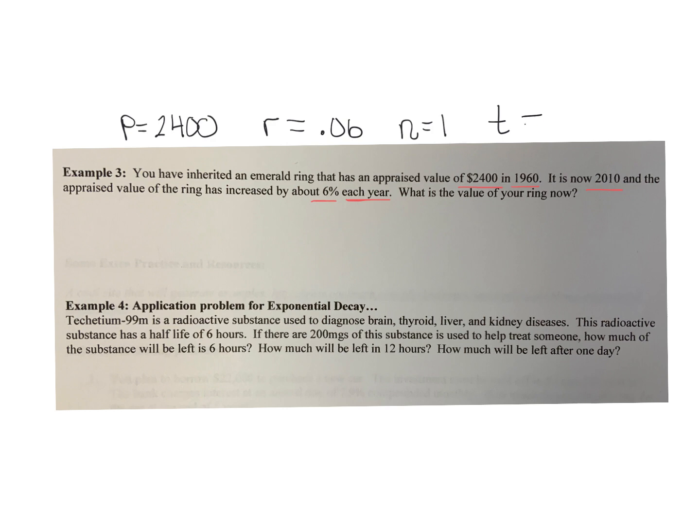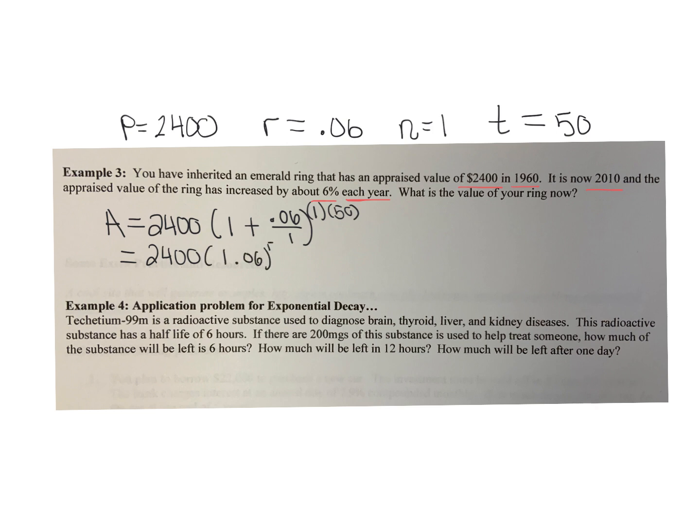The t, how many years have gone by? Well, from 1960 to 2000 is 40 years. And then from 2000 to 2010 is another 10 years, so 50 years. So my amount is going to equal 2,400 times 1 plus 0.06 divided by 1, to the 1 times 50th power. And you're just going to clean it up: 2,400 times 1.06 to the 50th. And you're going to type that in your calculator.